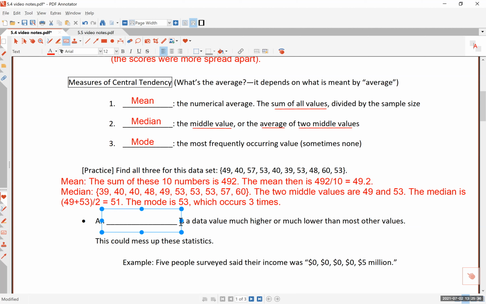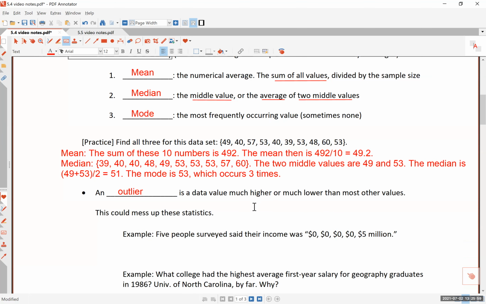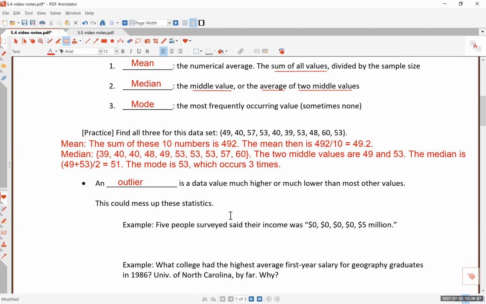Here is the reason. The reason basically is one word: outlier. This is not some person who tells a lie. That would be just a liar. An outlier is somebody who is existing sort of outside of the mainstream. An outlier is a data value much higher or much lower, much bigger or much smaller than most other values. So these are extreme values and very rare values. And an outlier or outliers could completely mess up some of these statistics.